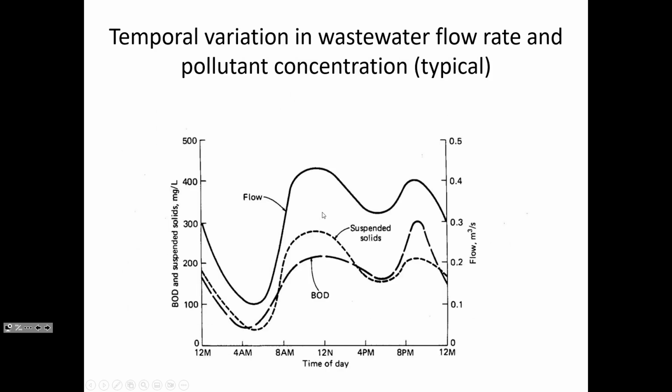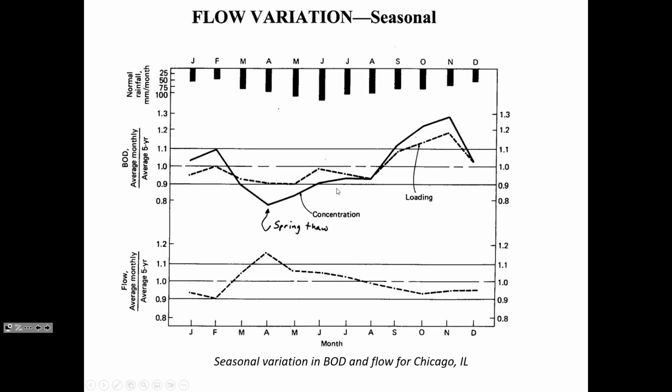So this was just on a one-day basis. This is some typical day. But seasonally, things vary as well. And this is in Chicago. We're going to compare two different slides. We're going to compare Chicago to Modesto. Now, Chicago is a very cold climate. Modesto, California is a lot warmer. But they both experience seasonal variations in BOD and in the volume of wastewater that's coming in.